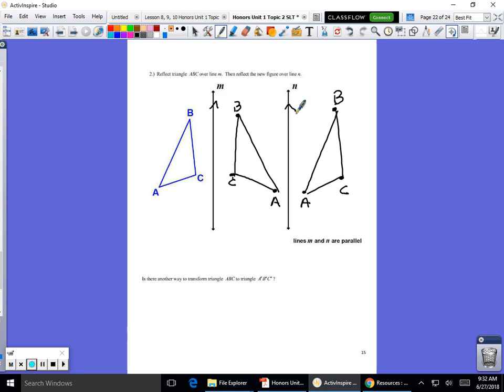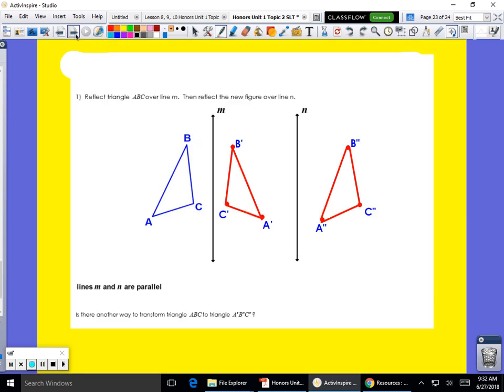Is there another way to transform that triangle to get from here to here? Because this is A double prime. Sorry, it's hard to see, it's so blurry. Is there another way to get from here to here? Of course, yes, we could have just translated that length. So yes, translating would have gotten us there.